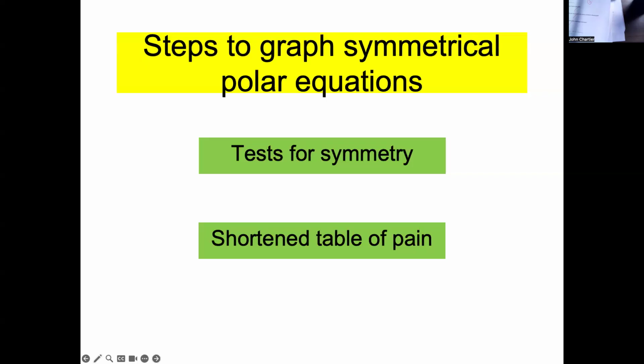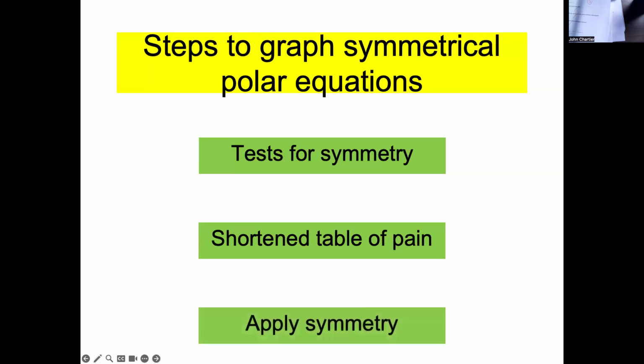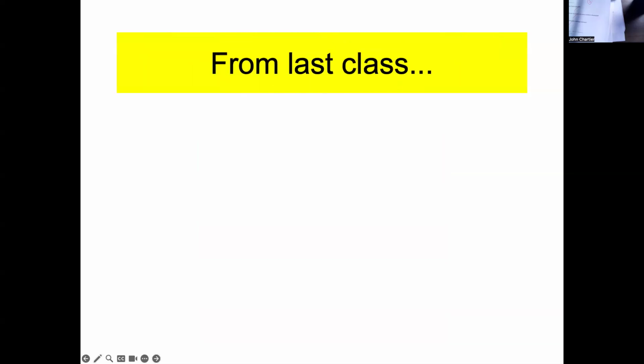Once we figure out what symmetry it does, we do a shortened table of values. We have 3, 1 for each symmetry. We pick whichever symmetry we have. If you have multiple symmetries, you only got to pick 1 and then graph it and apply the symmetry to it. Once you apply the symmetry to it, you get for free double the points.